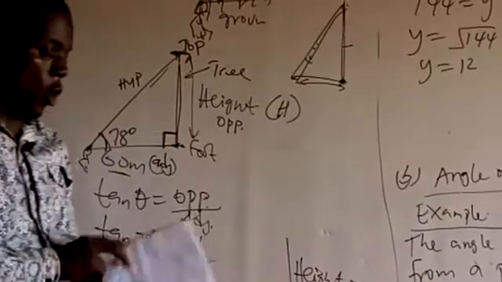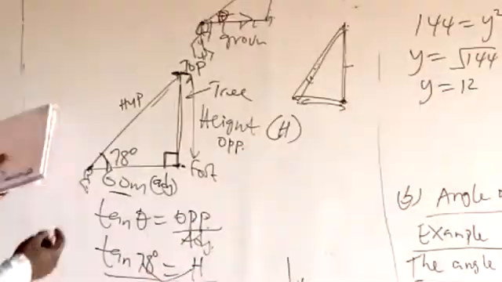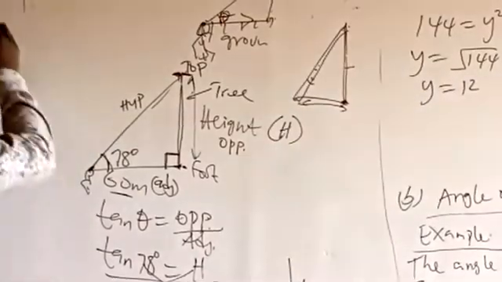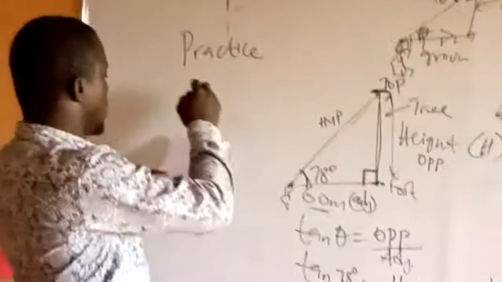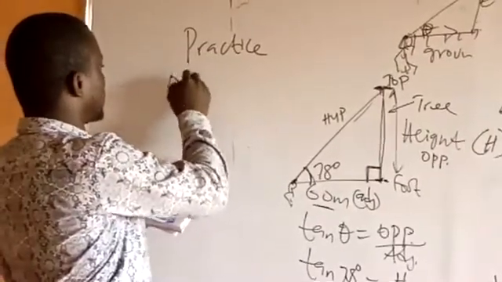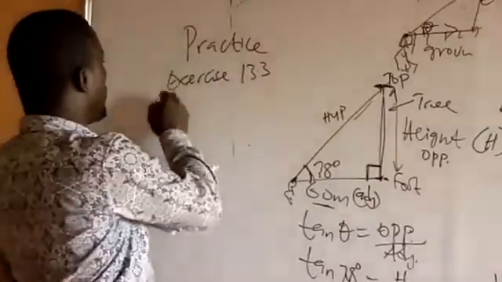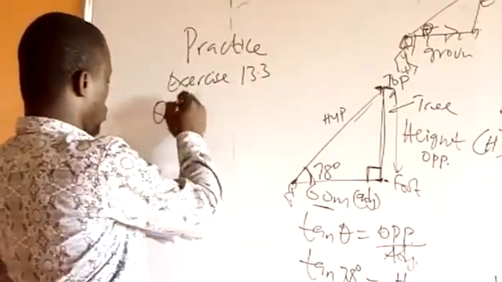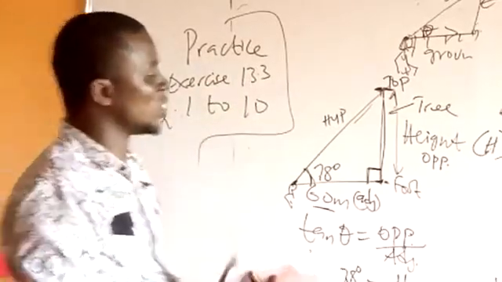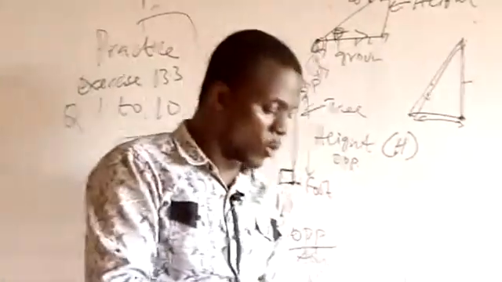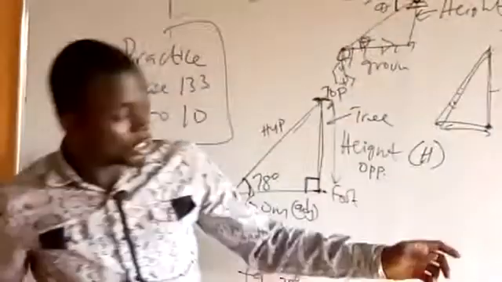Alright, so you go to your textbooks, please. Practice. Please practice. Go to your New Concept Mathematics, exercise 13.3, questions 1 to 10. Please just try and practice them and study further examples on this angle of elevation and depression as well as the trigonometric ratios.